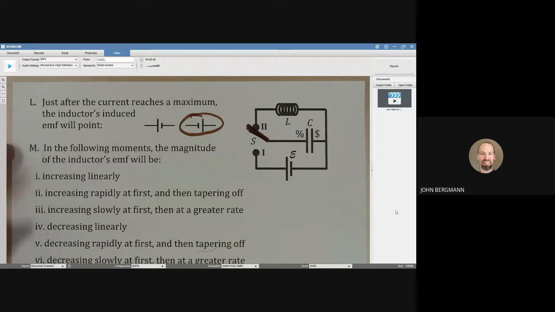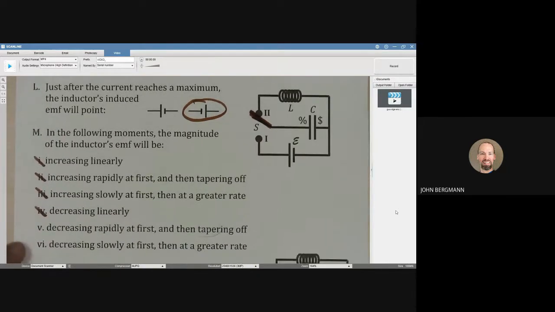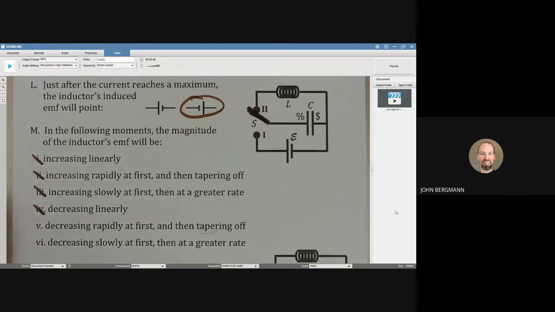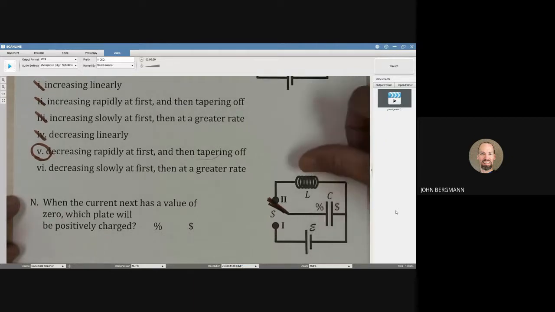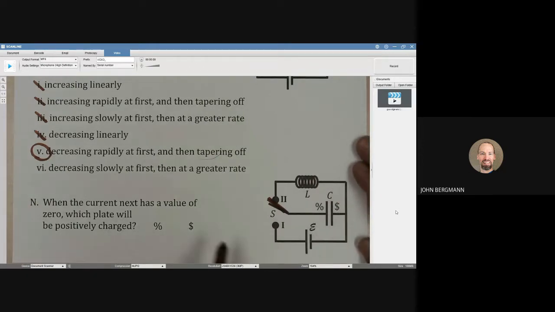In the following moments, what's going to happen to the magnitude of the inductor's EMF? It's not going to be increasing, and it's not going to decrease linearly. It's going to decrease rapidly at first and then taper off. And that EMF is going to continue to push current in the clockwise direction until the $ plate is positively charged. So that one's going to be positively charged, and that one's going to be negatively charged.